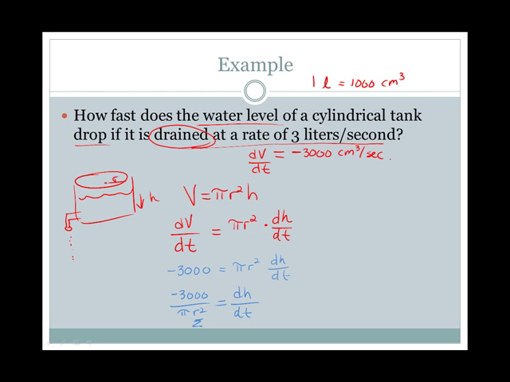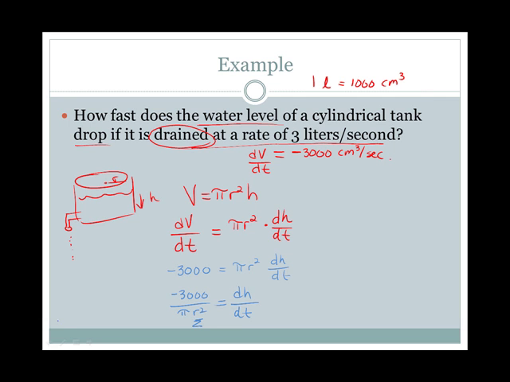Because think about it, if you have something that's real skinny, then the height is going to change pretty quickly. But if you have a tank that's a real big, wide tank, the water level is going to go down slower. Think about draining a rain gauge or a tube versus a pool. You don't see the water level in the pool change as much.